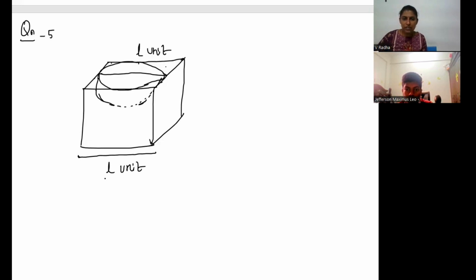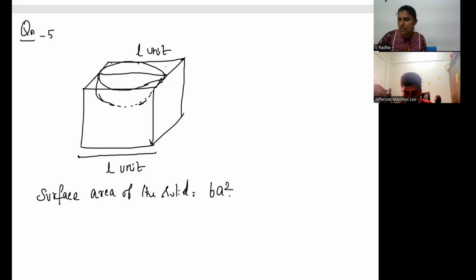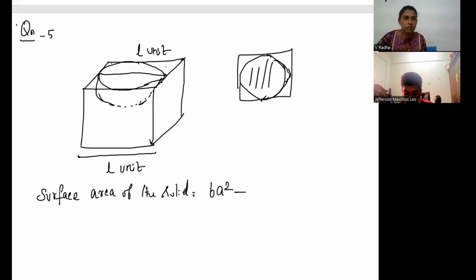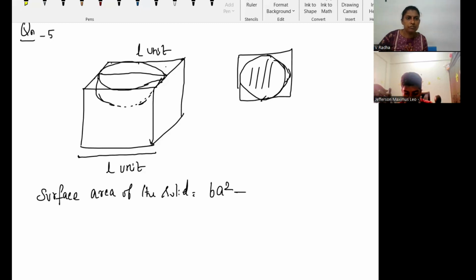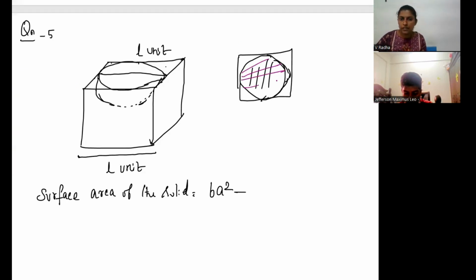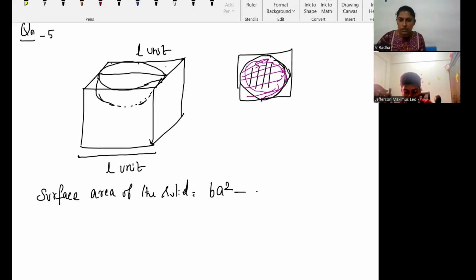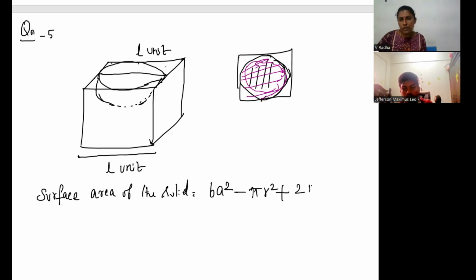So now the surface area of the solid is equal to all the six faces initially, 6a square, minus the top face circle, because the circle portion is not visible. Therefore, remove this one from the 6a square. That is 6a square minus pi r square plus 2 pi r square. That is the inside surface area, so the minus pi r square gives 6a square plus pi r square.